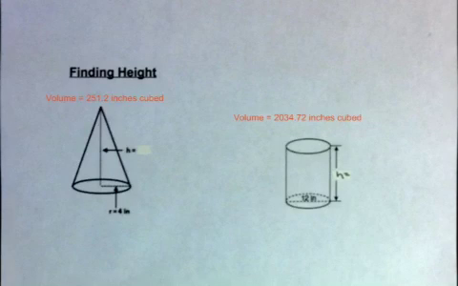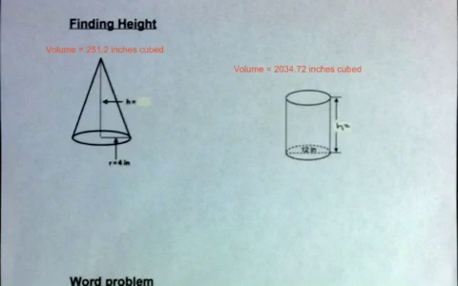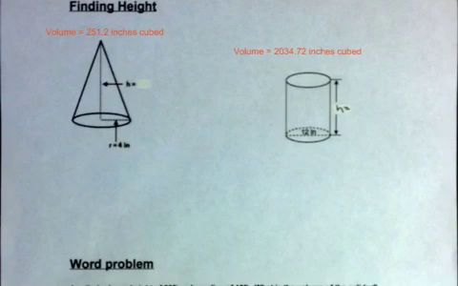Now in this case, we're going to be finding the height. So when finding the height, it's basically the same thing. You need to set up the formula, fill in all the information that you know, and then find the missing piece of information, which would be the height here. So here again, I have a cone. So volume of cone is volume equals 1/3 pi r squared h.